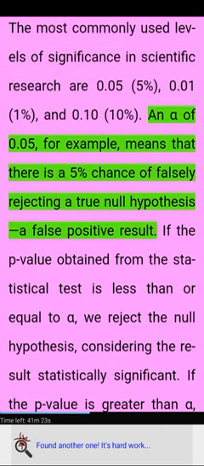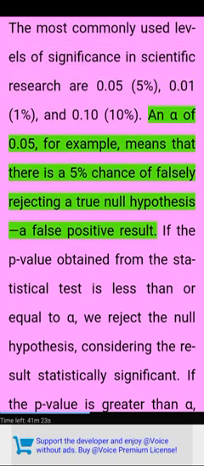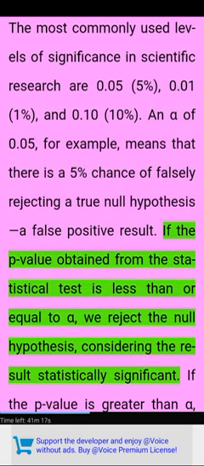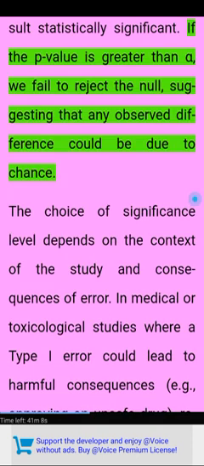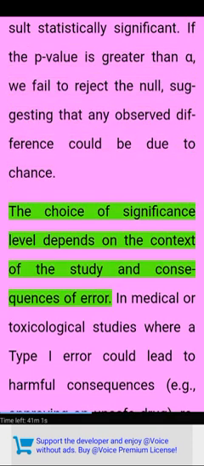An alpha of 0.05, for example, means that there is a 5% chance of falsely rejecting a true null hypothesis, a false positive result. If the p-value obtained from a statistical test is less than or equal to alpha, we reject the null hypothesis, considering the result statistically significant. If the p-value is greater than alpha, we fail to reject the null, suggesting that any observed difference could be due to chance. The choice of significance level depends on the context of the study and consequences of error.